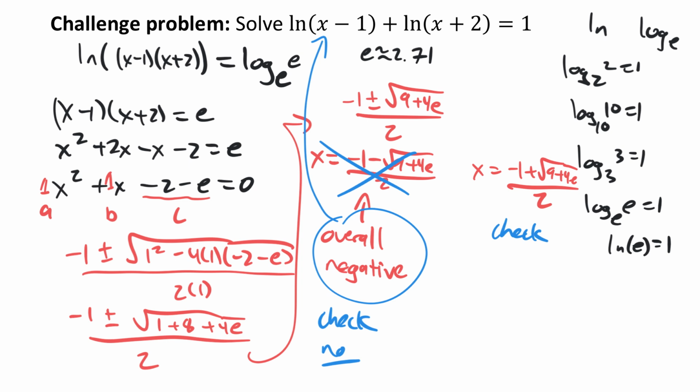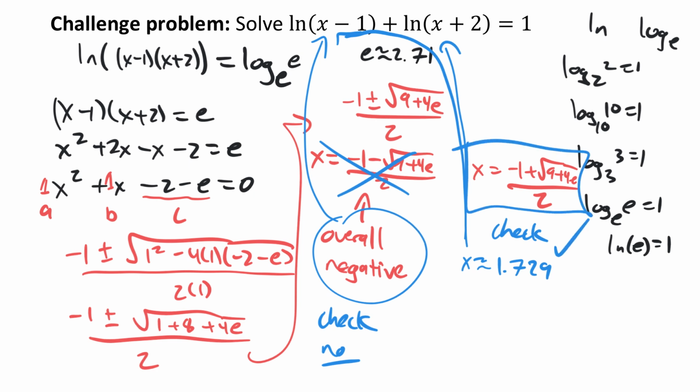Just as a decimal in case you want to see because you're having trouble believing me, minus 1 plus the square root of 9 plus 4e, all divided by 2. This number here, x is approximately 1.729. So if you take that number, plugged it in here, that plus 2 is obviously positive. Took that number and plugged it in here. That number minus 1 is still positive, so it checks out. And this is your solution.